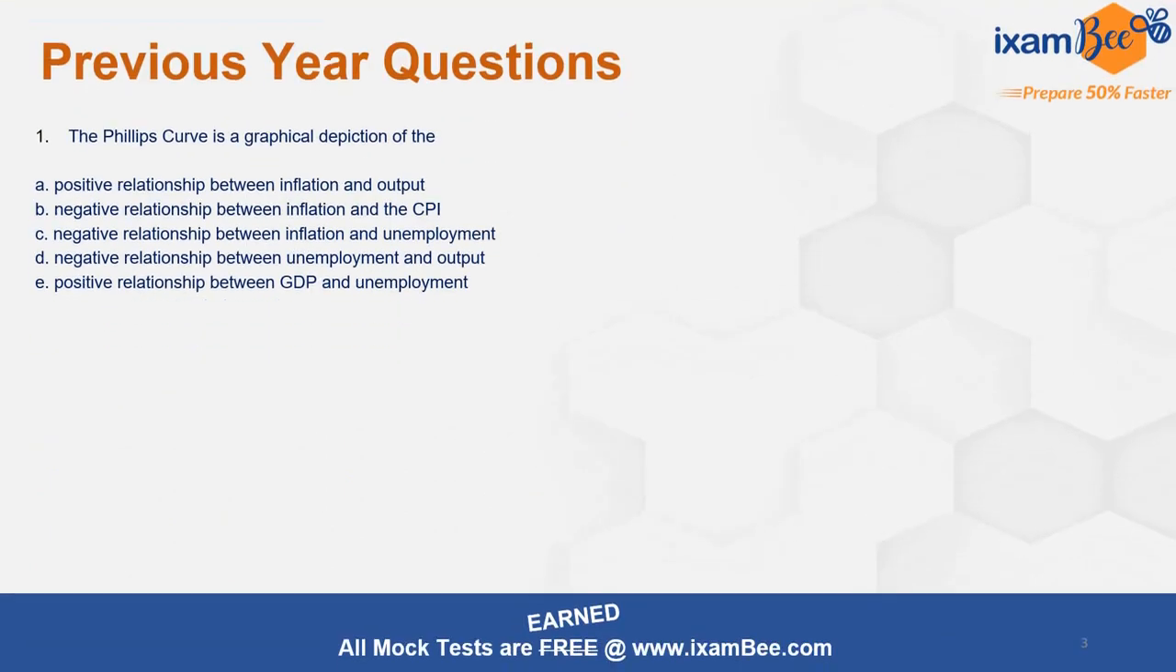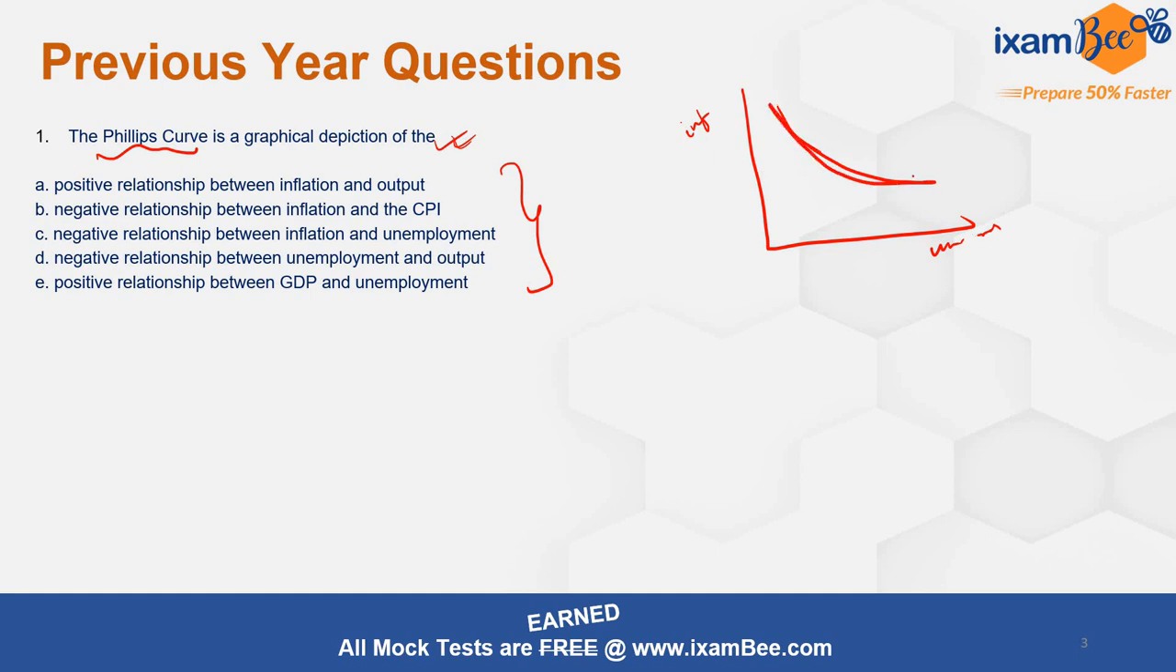So the first question here talks about what exactly is a Phillips curve. You have several options. Basically you have to find out what kind of relationship the Phillips curve depicts. So we know that it tells us a relationship between inflation and unemployment, right? On one axis you have the inflation rate and on the other axis you have the unemployment rate. So it is a negatively sloping graph.